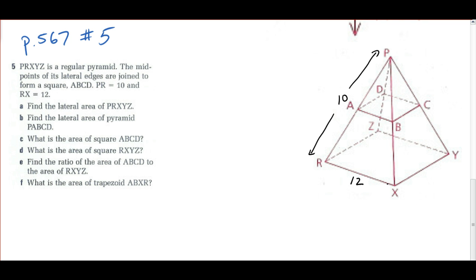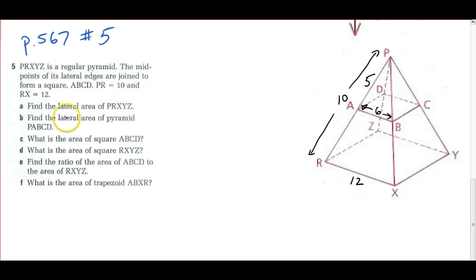Since A, B, C, and D are midpoints, each of these lateral edge segments is going to be 5. And since A and B are midpoints, AB is a midsegment of this front face, as are the other sides of that square. Since RX is 12, AB is going to be 6, as is BC, CD, and AD.